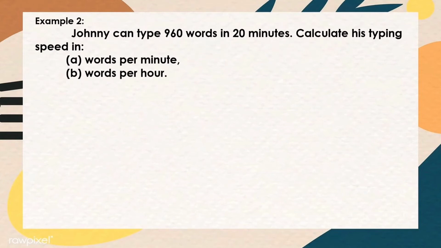Let's have another example. Johnny can type 960 words in 20 minutes. Calculate his typing speed in A, words per minute, and in B, words per hour. So, there are two things we need to find here. In speed, it's not only cars that we consider. It can also be how fast you are working. So, an example of this is the typing of words.